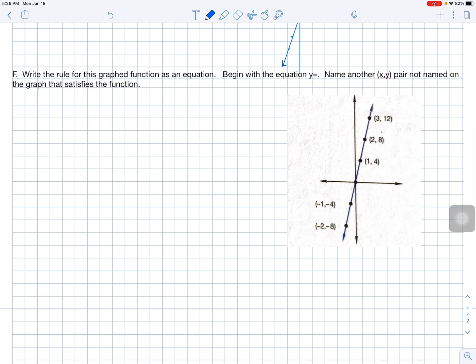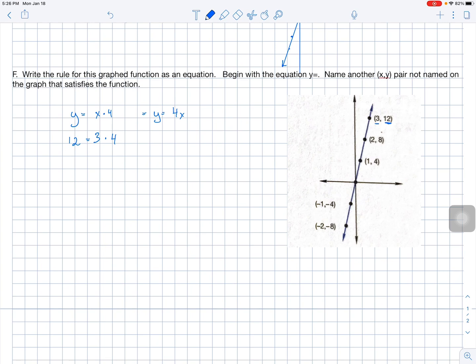Okay, it says write the rule for the graphed function in an equation. Begin with y equals. So y equals, now we'll just grab this number. So if we have 12 equals, and then we're going to put x down, 3, what do we have to do to x to get to 12? We have to multiply it by 4. So in order to get the answer here, we're going to make x times 4. Another way of writing it neater would be y equals 4x.